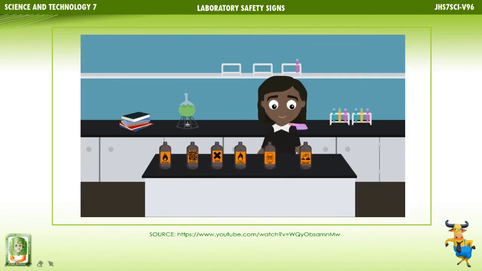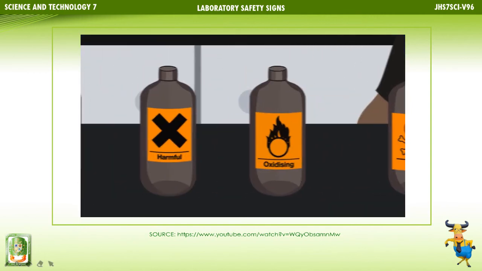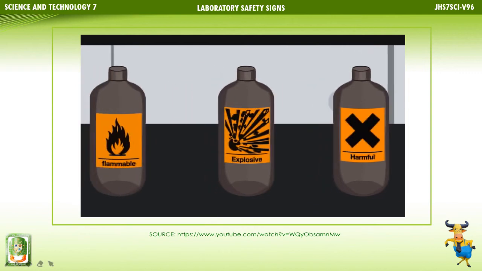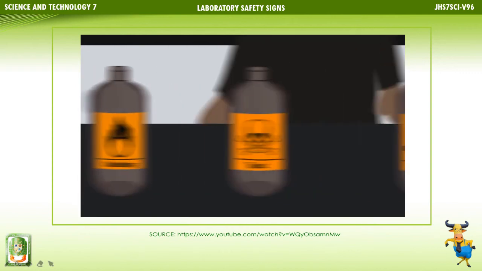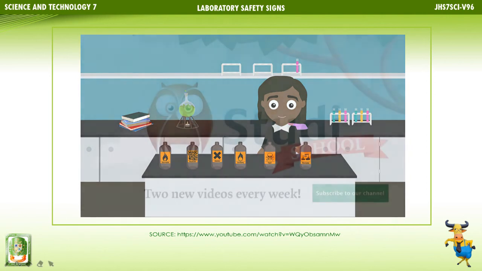So now you know to look out for these warning signs. Why not ask your teacher if you can look around the laboratory and spot these signs? Now you know what they mean. Let's look at them one more time. There's toxic or poison, oxidant, irritant or harmful, explosive, flammable, and corrosive. There are more signs that people use, but these are the ones you will find in your school laboratory. So keep a lookout and don't get too close.